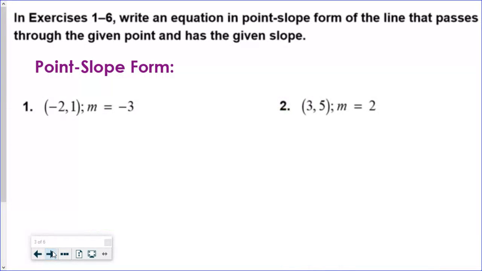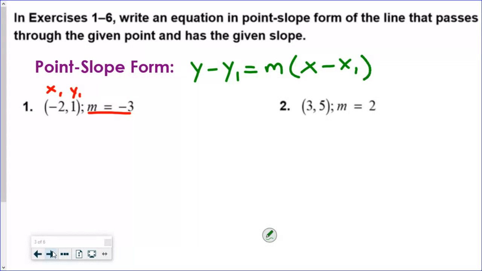Okay, let's do it. So write this problem down. Negative 2, 1, and that's your x sub 1 and your y sub 1. And then this is your slope. Okay, and just a reminder, here is point-slope form. I'm going to write it in a different color just so we can see. So y minus y sub 1 equals m times x minus x sub 1. Be careful, it's a minus sign. And just a reminder, my arrows mean that's where numbers should go.